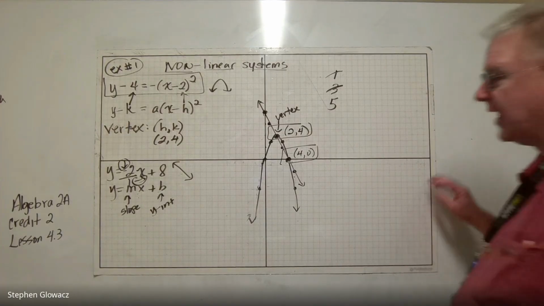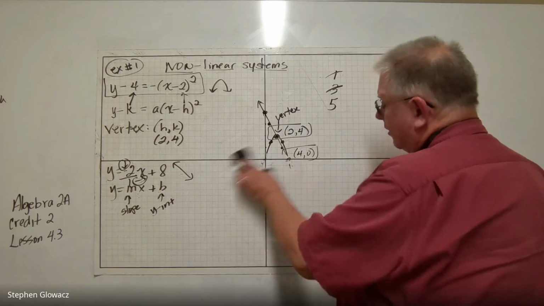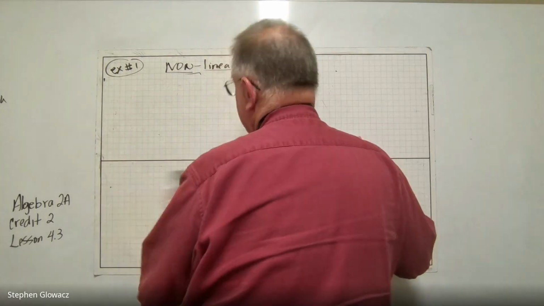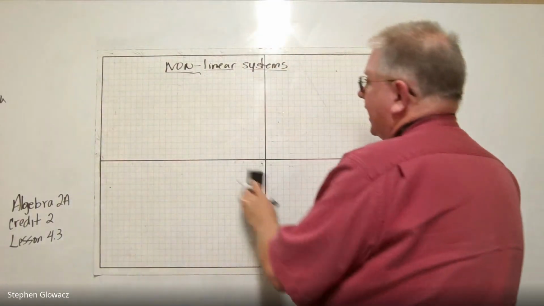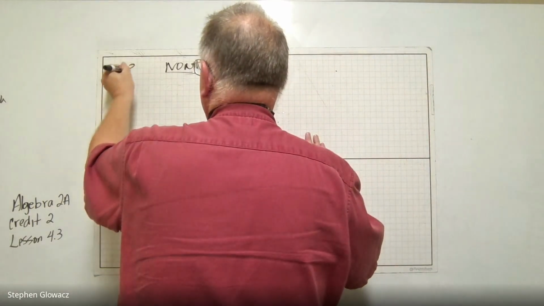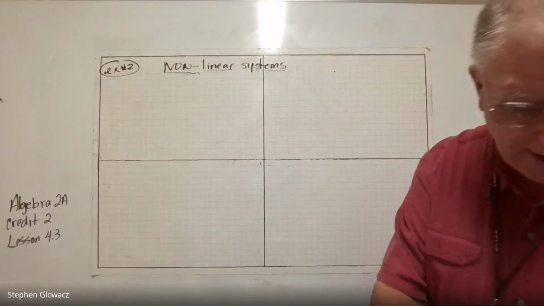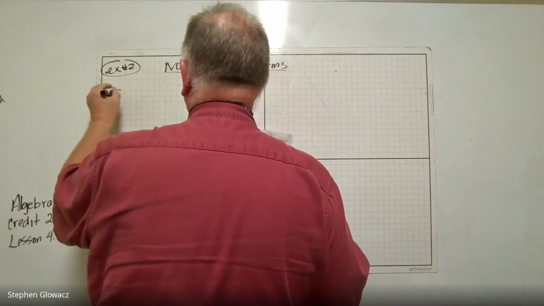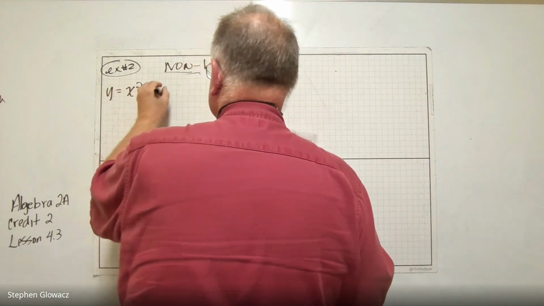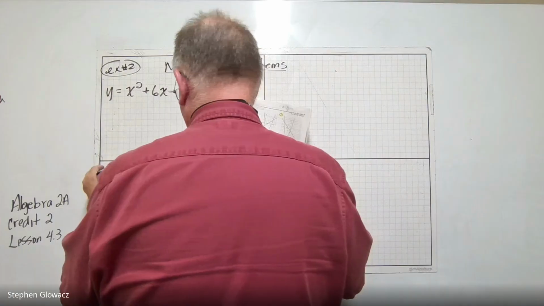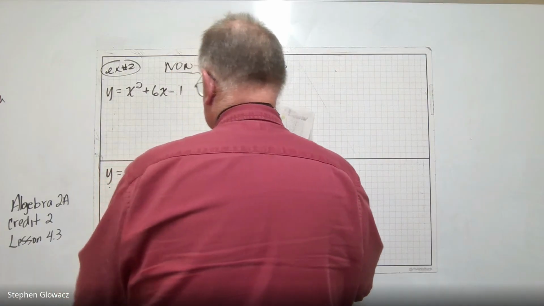Now let's take a look at another example, this one for problem number 2. And let's go ahead and write that up here. So we got an example for number 2. And let's go ahead and take a look at that. So we got y equals x squared plus 6x minus 1, and y equals x minus 1.